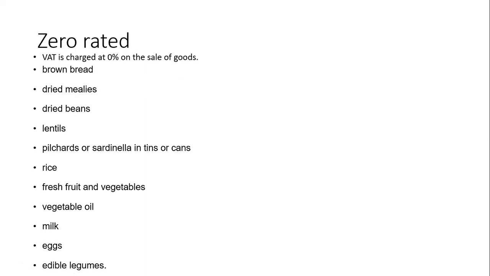And then we have zero rated supplies. On zero rated supplies, VAT is charged at 0% on the sale of goods. Examples are brown bread, dried mealies, dried beans, lentils, pilchards or sardinella in tins or cans, rice, fresh fruit and vegetables, vegetable oil, milk, eggs, edible legumes. So these are examples of zero rated. When you see brown bread, just know that it's zero rated, and then VAT is going to be charged at 0%. And if you see any fruit or vegetable oil, everything that is listed here, it is zero rated.